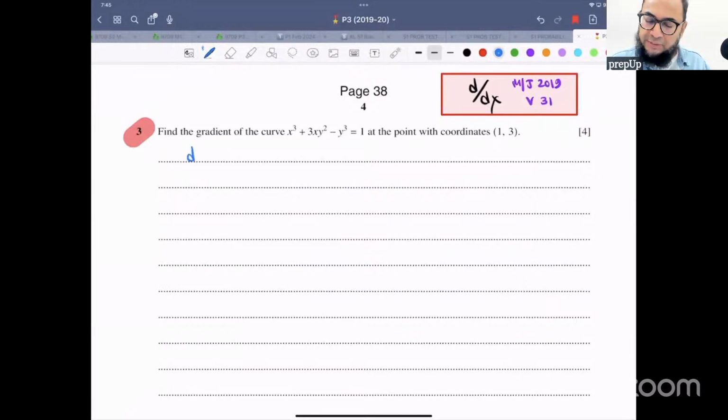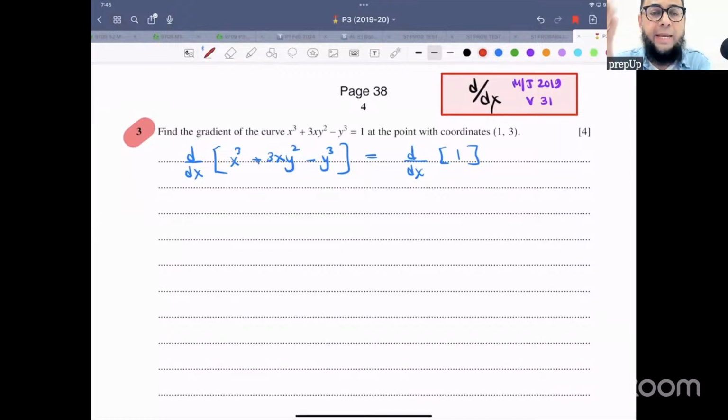So d by dx of x cube plus 3xy square minus y cube is equal to d by dx of a constant 1. Over here, differentiate everything with respect to x. Whenever it's x, no issue. Whenever it's y, you write dy by dx. As simple as this. So therefore, x cube, the derivative is 3x squared. 3xy square, this you have to work out, minus derivative of y cube, this is 3y squared dy by dx. And the derivative of a constant is 0.